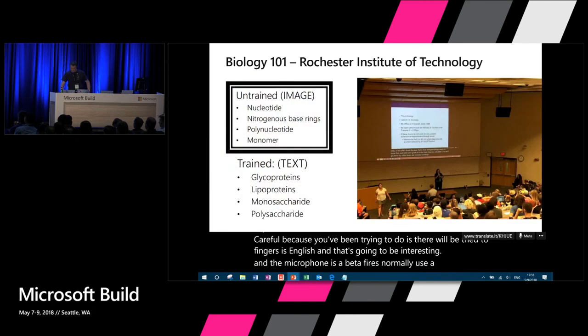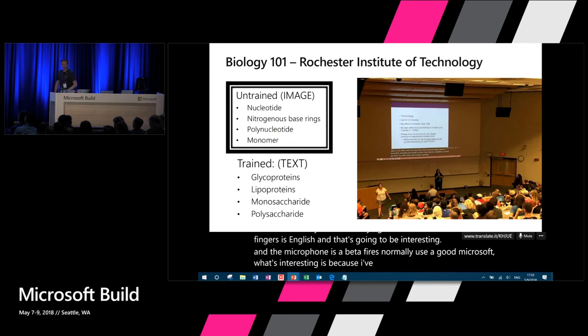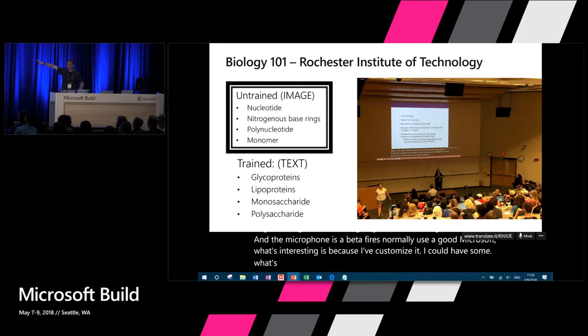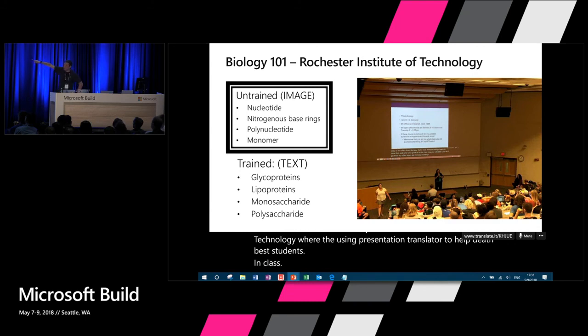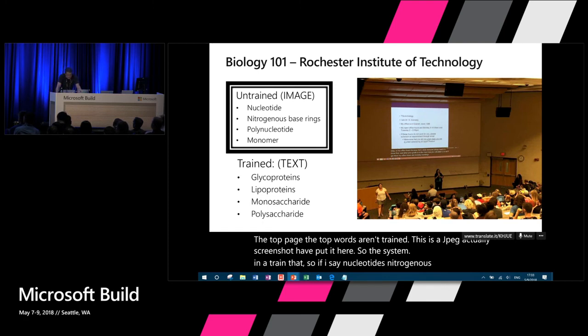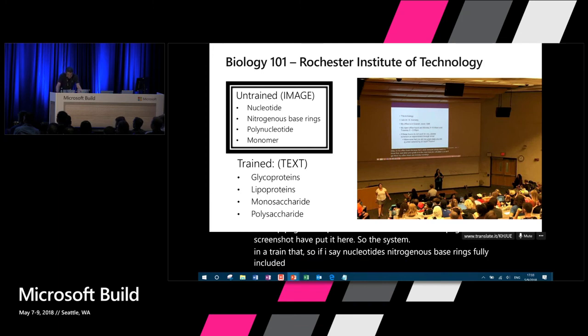What's interesting is because I've customized it, I can do some cool stuff. This is a real-life example. This is Rochester Institute of Technology, where they're using Presentation Translation to help deaf students in class. The top words are untrained. This is a JPEG. I took the screenshot and I put it here. So the system cannot train that. So if I say nucleotides, nitrogenous-based rings, polynucleotide, monomer, oh, this one got it. It's not great.